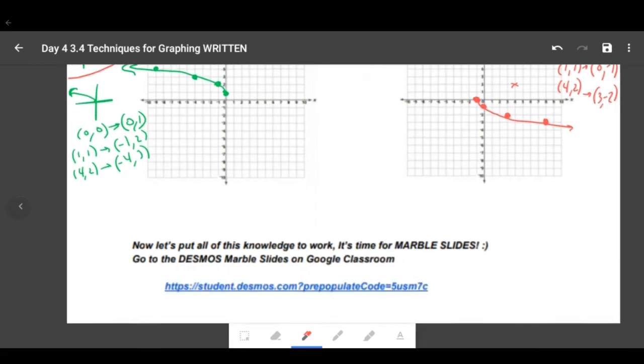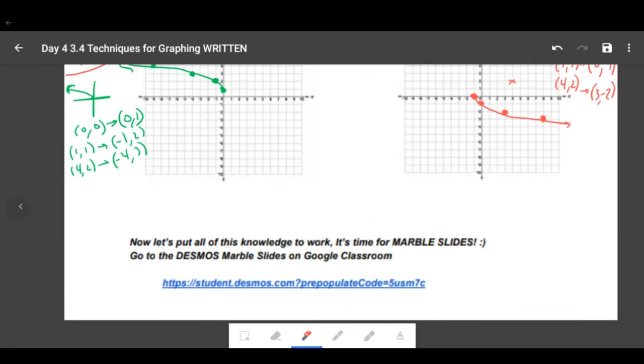As you can see on the bottom there, you got a fun activity for you, Desmos marble slides. See how you can manipulate the graphs using your transformations, using the front part of your paper if necessary, to see if you can get all the marbles into one spot. It's actually a fun game. So go ahead and try that out.